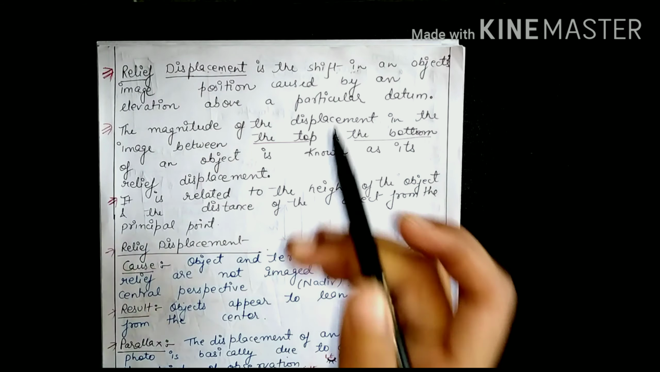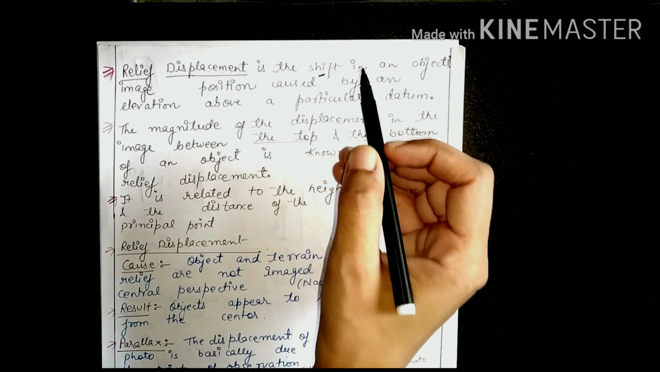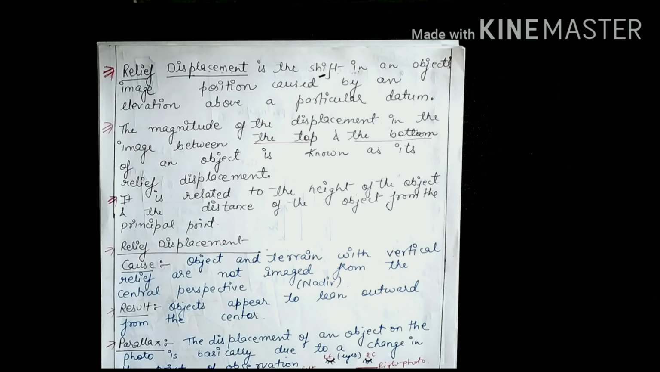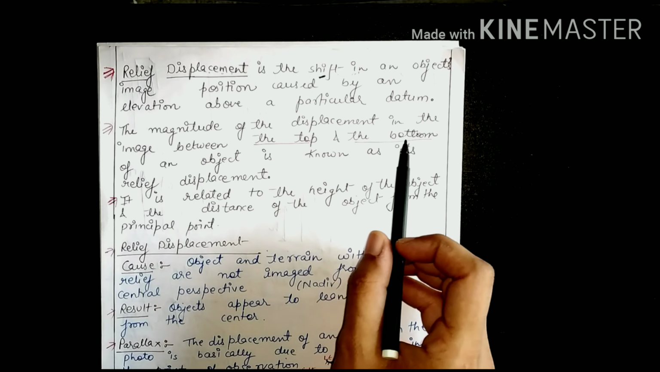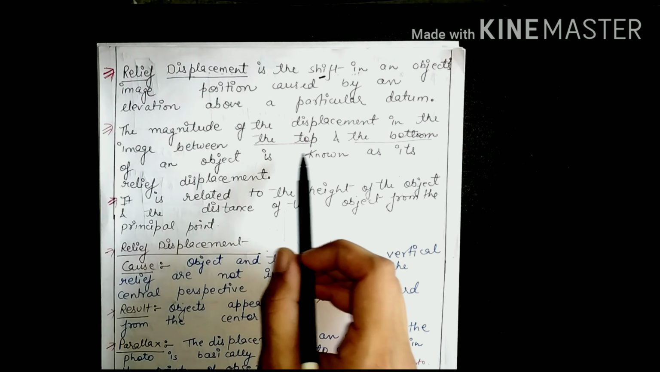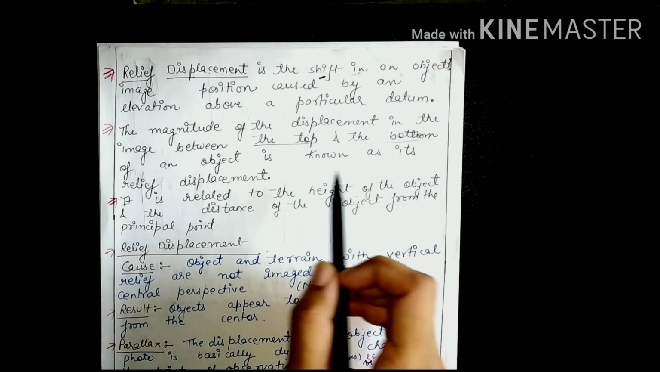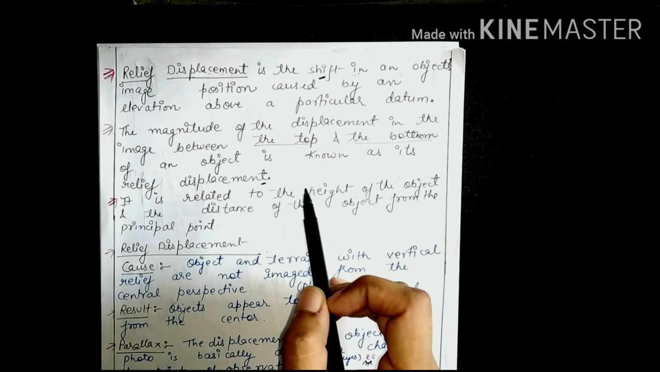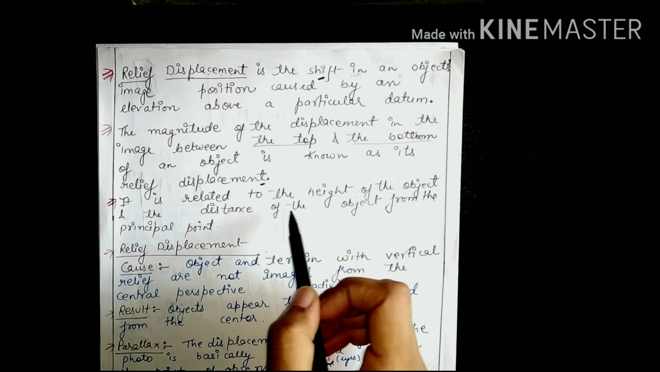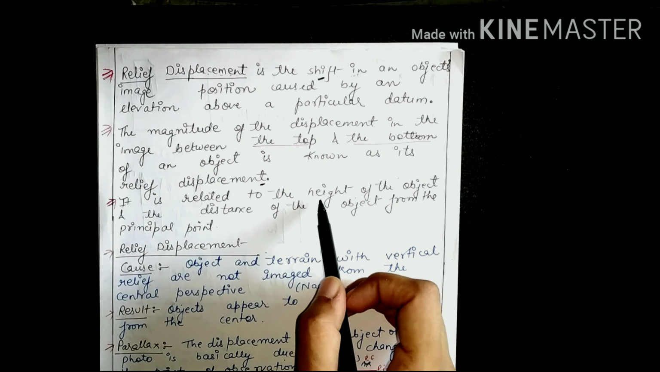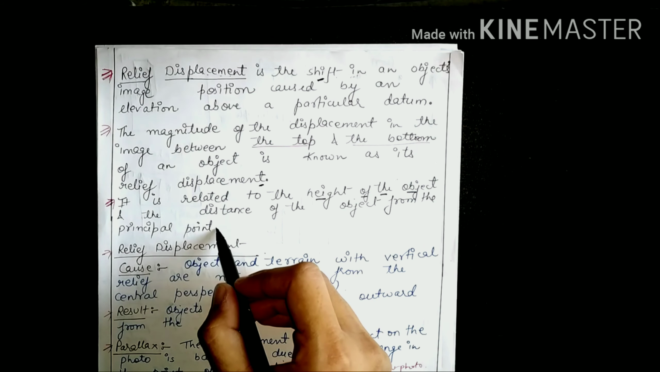It is the shift in an object image. When we capture an object's image and its elevation is denoted by a shift in the image, this is called relief displacement. The magnitude of the displacement in the image between the top and the bottom of an object is known as its relief displacement. It is related to the height of the object and the distance of the object from the principal point.